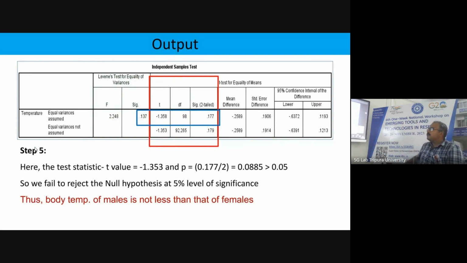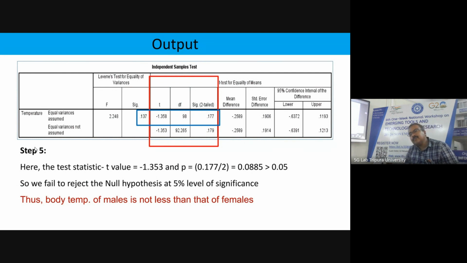See the result. The T value is 1.353, and the P value is 0.177 divided by 2, which is 0.0885. Again, 0.0885 is greater than 0.05. So we fail to reject the null hypothesis at the 5% level of significance. Therefore, the body temperature of male is not less than that of female, which is actually, you cannot say in that way.